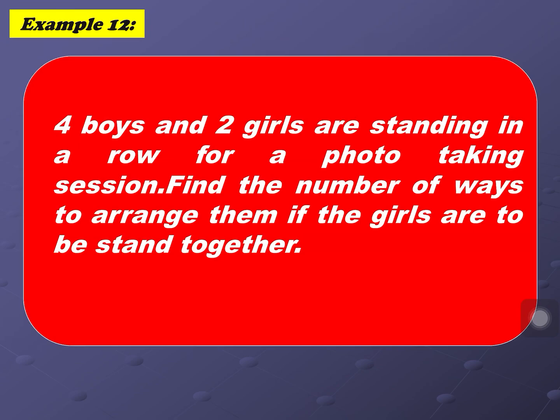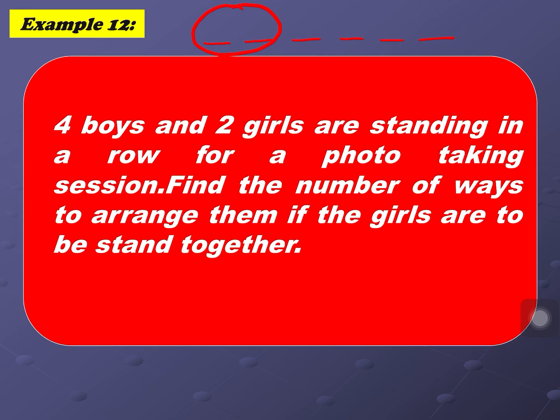4 boys and 2 girls are standing in a row for a photo taking session. Find the number of ways to arrange them if the girls are to stand together. Now there are 6 students, right? 1, 2, 3, 4, 5, 6. So the question says the number of ways to arrange them if the girls are to stand together. So girls have to stand together.